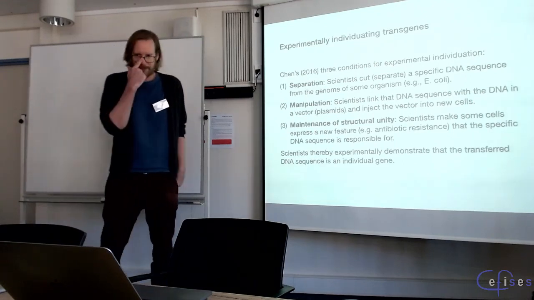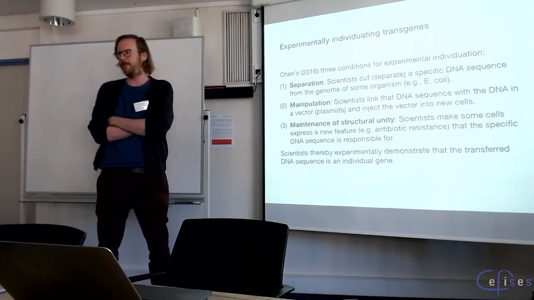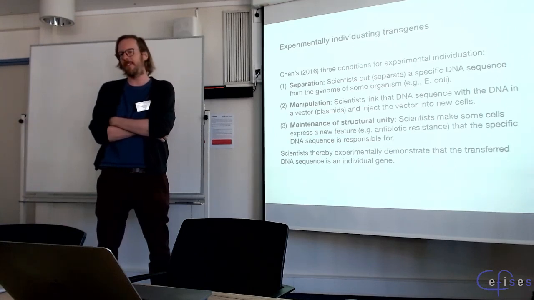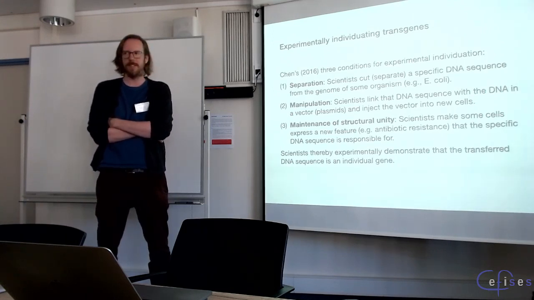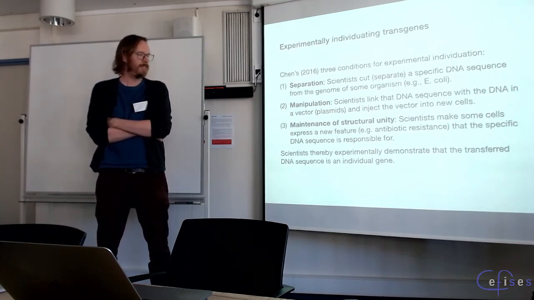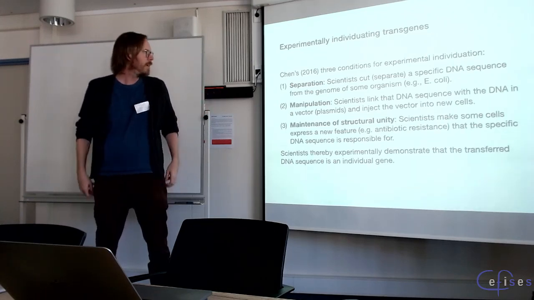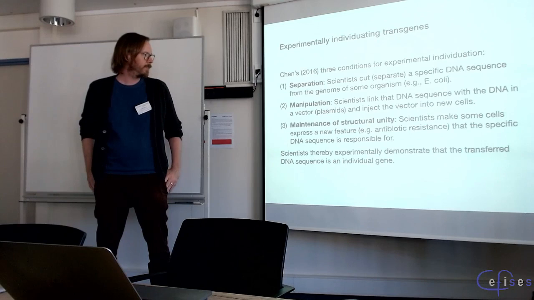Okay. The argument that we want to give makes use of this concept that Raylan developed a number of years ago called experimental individuation. Basically, experiments that create or produce individuals in some sense. He has three conditions for what counts as experimental individuation. The first is separation. Scientists need to separate something from its surrounding environment or things that it's attached to in some way. In this case, scientists cut or separate a specific DNA sequence from the genome of some organism, for example, E. coli.